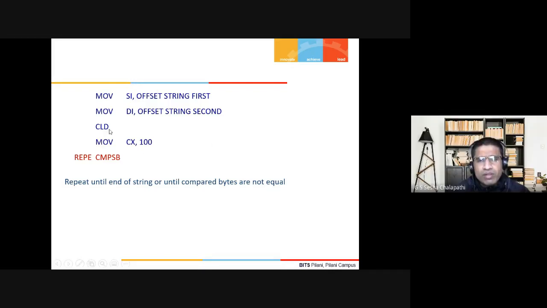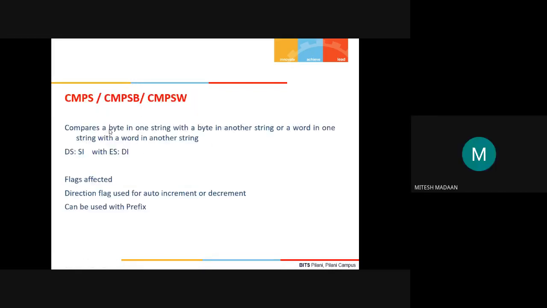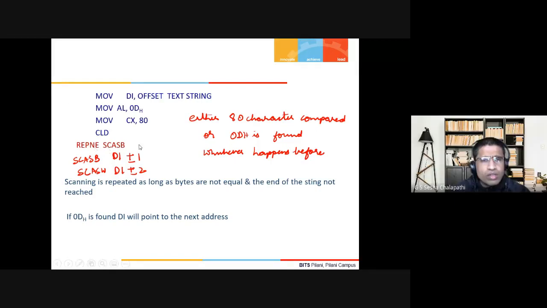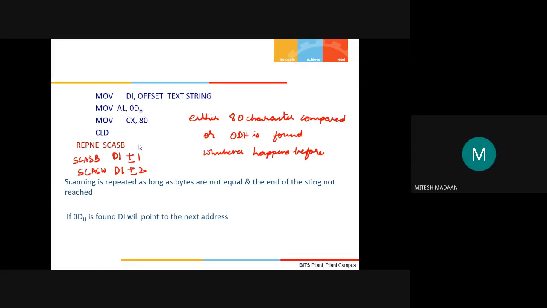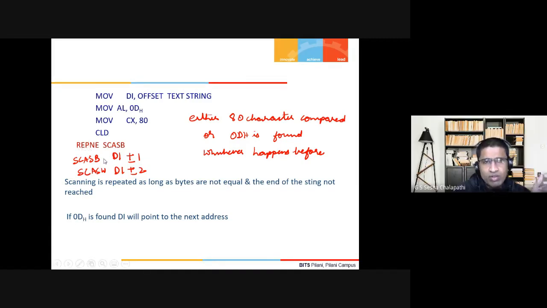In this particular example, no, in the previous one, SCAS. SCAS will compare between AL or AX and DI. If 0D has been found, why are we incrementing DI? The program should capture that. It will repeat until not equal, repeat as long as it is not equal. SCAS is repeated as long as bytes are not equal and the string 0D is not found.